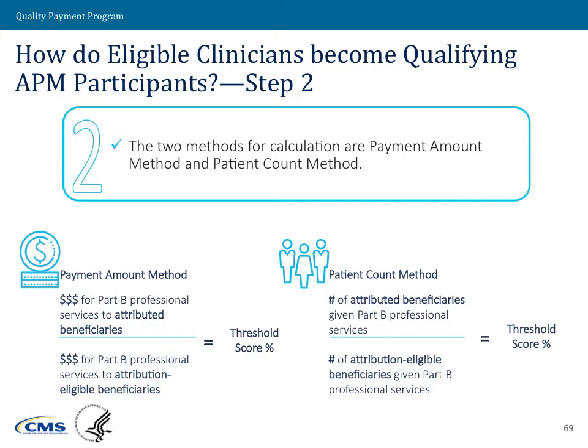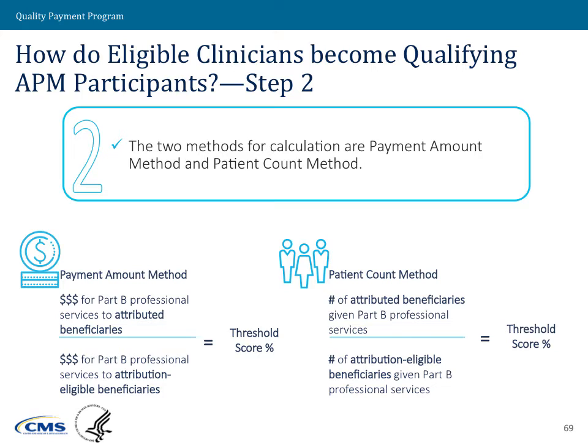So then the second part of this second step is doing that actual calculation. And as I said earlier, we'll do both of these methods in parallel. So you'll end up with two threshold score percentages, one using the payment amount method and one using the patient count method.